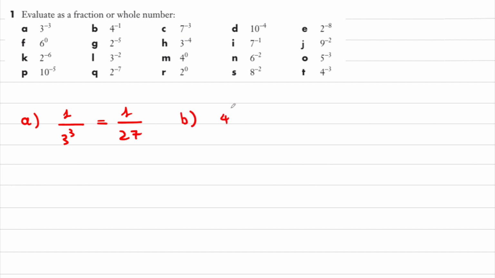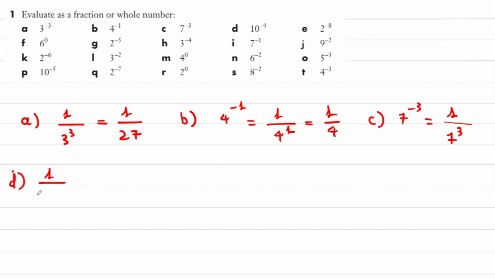Question B, 4 to the power of minus 1, so 1 over 4 to the power of 1, and then you get 1 over 4. Question C, you got minus 3, and it means 7 to the power of 3 like this. Question D, you got 1 over 10 to the power of 4, so 1 over 1, 2, 3, 4, 5 zeros.